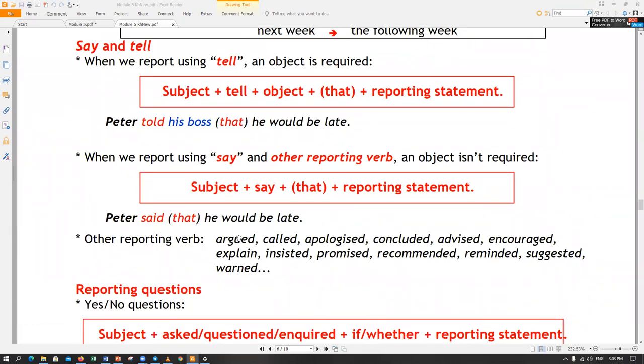When we report using tell, we use an object here: subject, tell, object, that. The object can be optional. It means that you can put it or not, it doesn't matter.